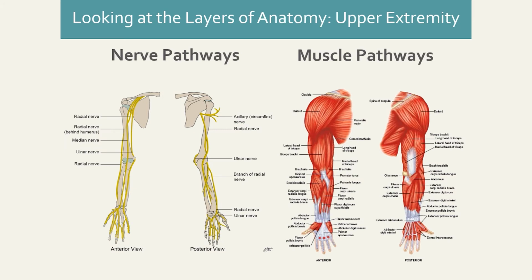Adding the next layer to the puzzle here, on the left we can see that nerves are superimposed on top of our bones. They exit from the neck, they pass under different structures, the clavicle, they go around different bones, and they go all the way down and extend to the fingers themselves. Here's a picture of the front part of our arm, and here's a picture of the back part of your arm. So you can see that the nerves wind and twist their way all the way down.